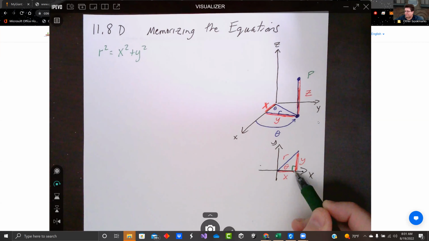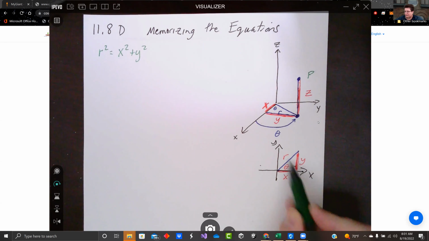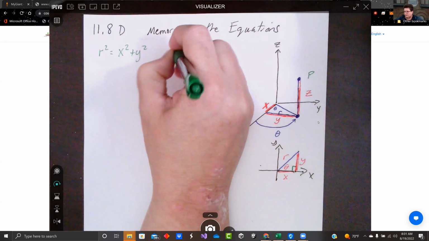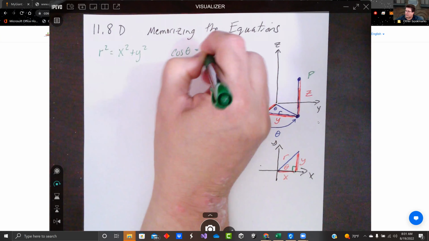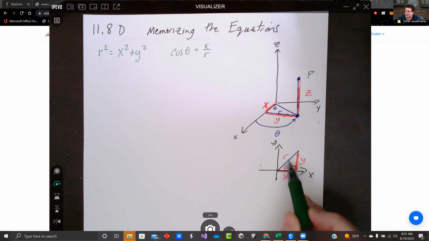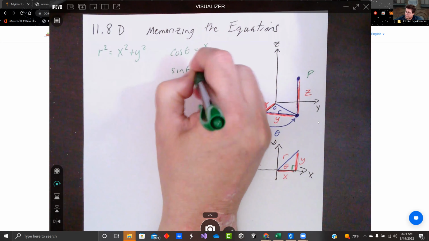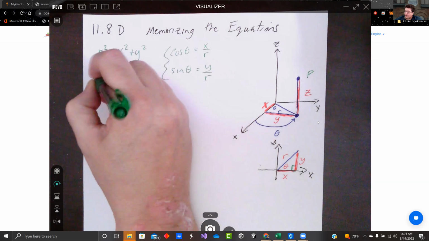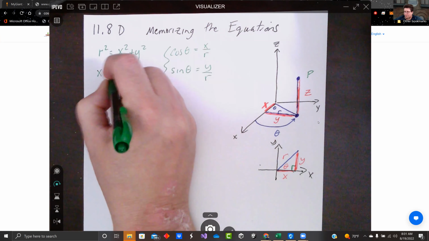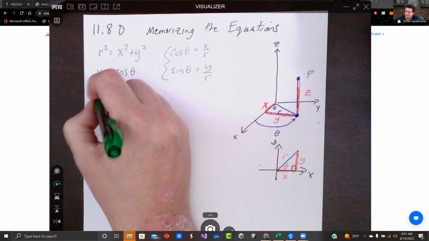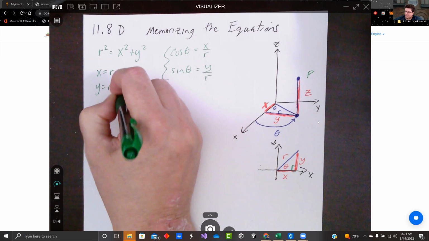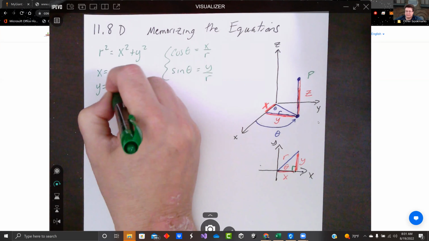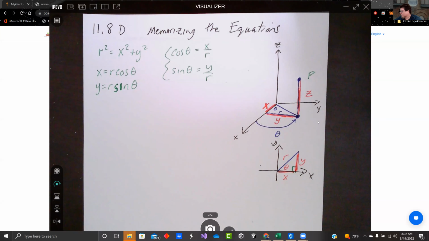So from here, the other things you get from trig are: cosine theta is adjacent over hypotenuse, and sine theta is opposite over hypotenuse. So that's not new. What you may be unused to is writing it by clearing the fractions, multiplying through by r: x equals r cosine theta and y equals r sine theta. I didn't write these out ahead of time because this is an impromptu thing, and I want to just show you how you can go about memorizing it.